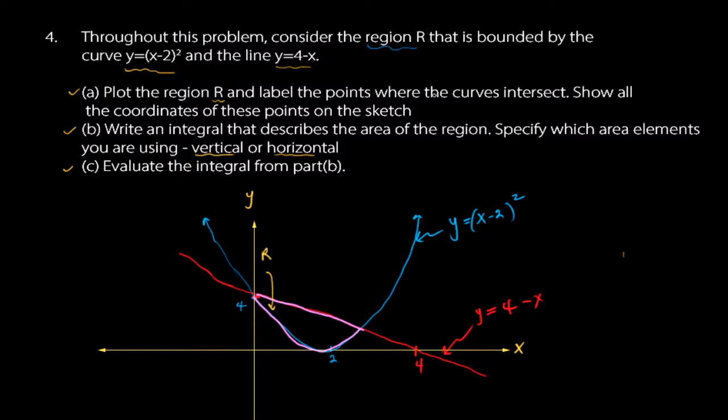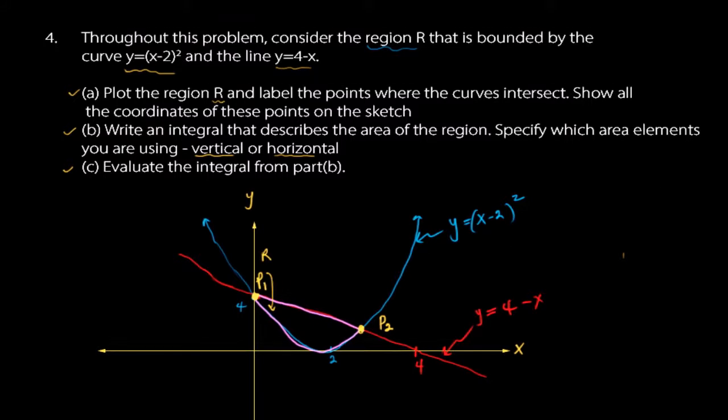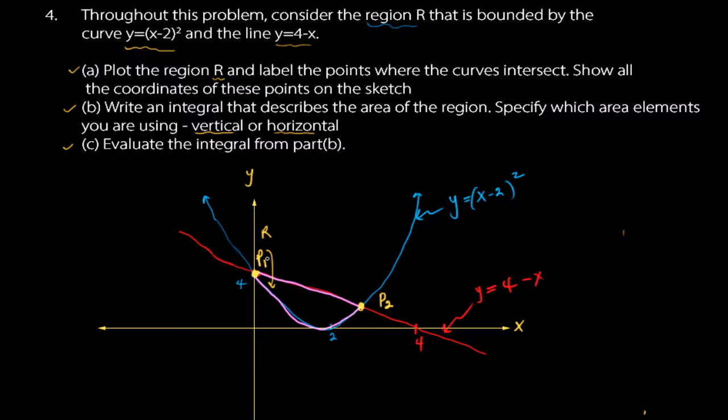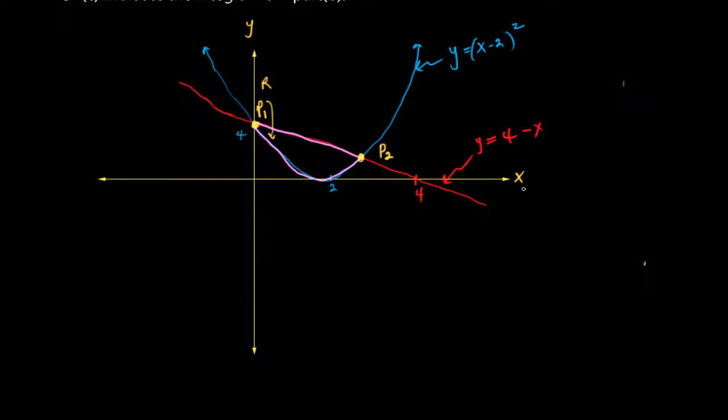It says label the point where the curves intersect. So I'm going to start by labeling the points where they intersect. They intersect at this point, which I'm going to call P1, and they also intersect at this point, which I'm going to call P2. So I've labeled the points where they intersect. Then show all the coordinates of the points on the sketch. So the next thing is I want to find the coordinates of the points P1 and P2. Let's go ahead and find the points of intersection. That's the very first thing I want to do, so let me write that down here.